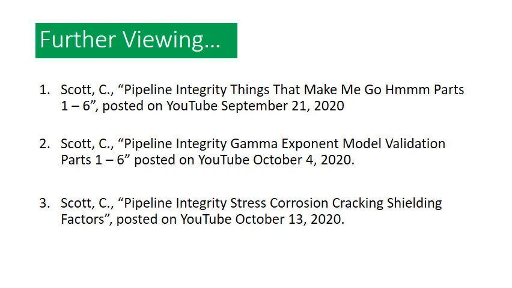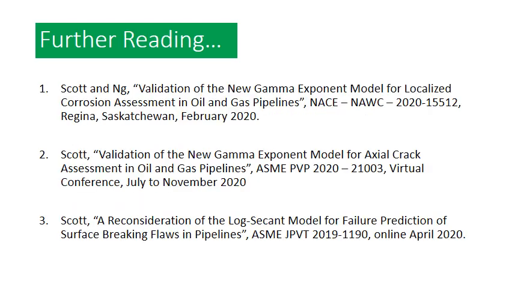And then I've also got a video in which I look at stress corrosion cracking, and I find a way to determine how much crack shielding is going to affect our stress intensity factor calculations. So please help yourself to finding those. Those are all easy to find. I do actually have 3 real papers, 1 through NACE, 2 through ASME. Please feel free to poke around and find those if you're interested. The final one, a reconsideration of the log secant model for failure prediction of surface breaking flaws in pipelines, gives you all the mathematical details of how I've derived my gamma exponent model. So help yourself to that if you're a mathematician that's interested in theory.